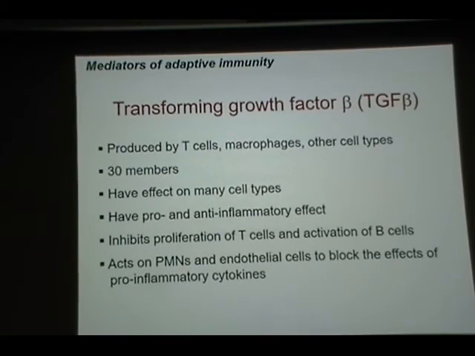Transforming growth factor beta. This is a cytokine produced by T cells, macrophages, and other cell types. So other cell types, including cancer cells. There are 30 members in the family, and they have effect on many different cell types. Basically, they can inhibit proliferation of T cells and activation of B cells. This is inhibitory.